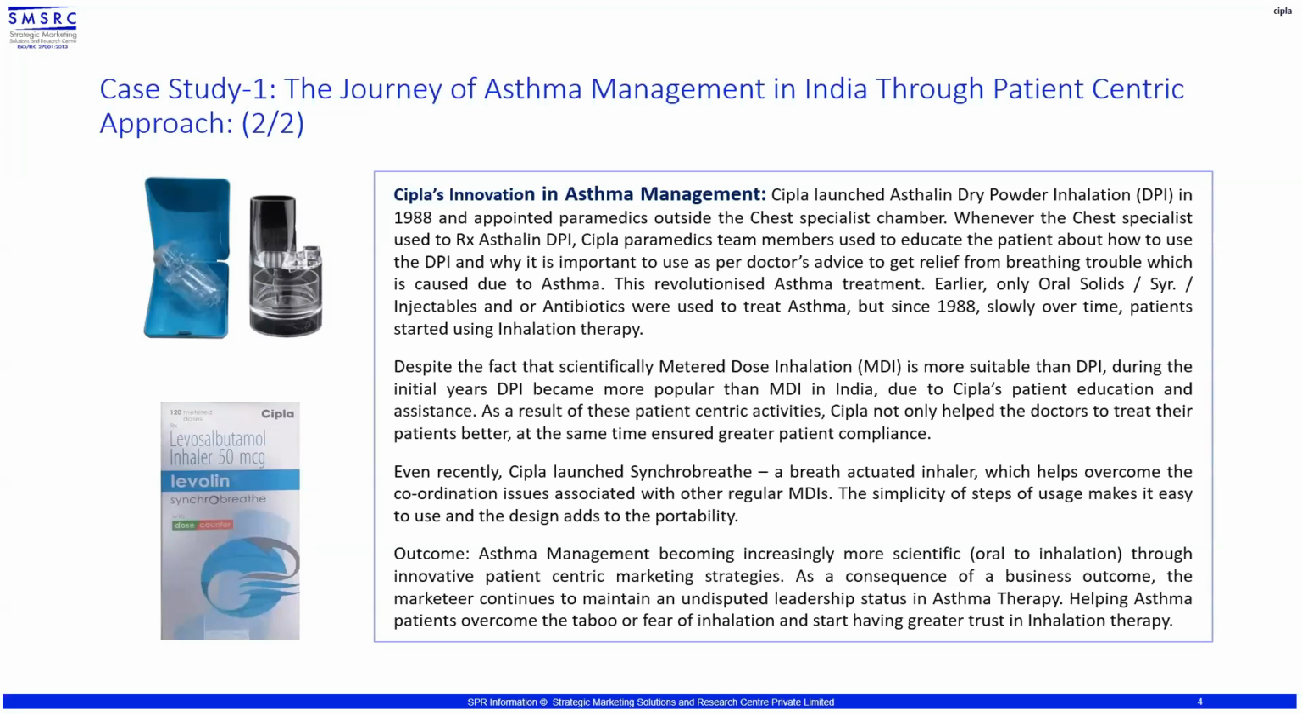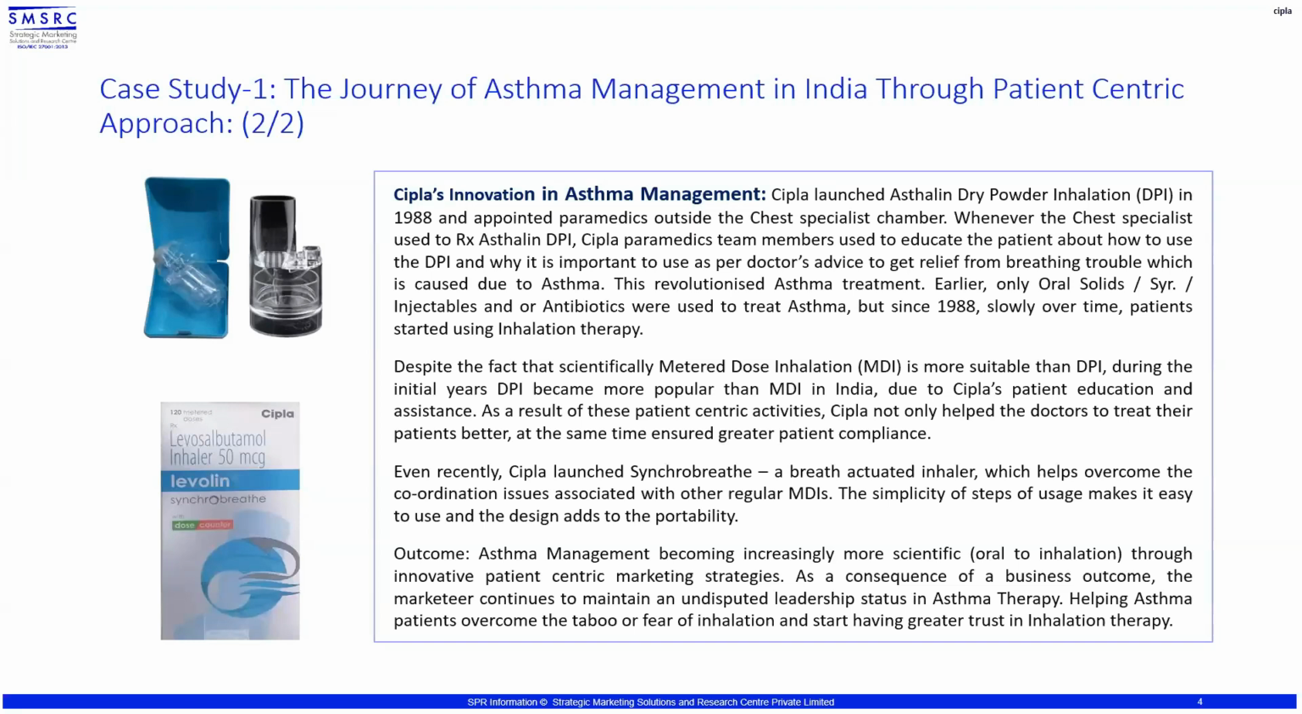Even recently, let's give a recent example. Just last year it happened. Cipla launched Syncrobit. This is the photograph of the brand, and Syncrobit is a technology they have launched for almost all the leading brands of asthma inhalation. It's a breath-actuated inhaler which helps overcome the coordination issues associated with regular MDIs.